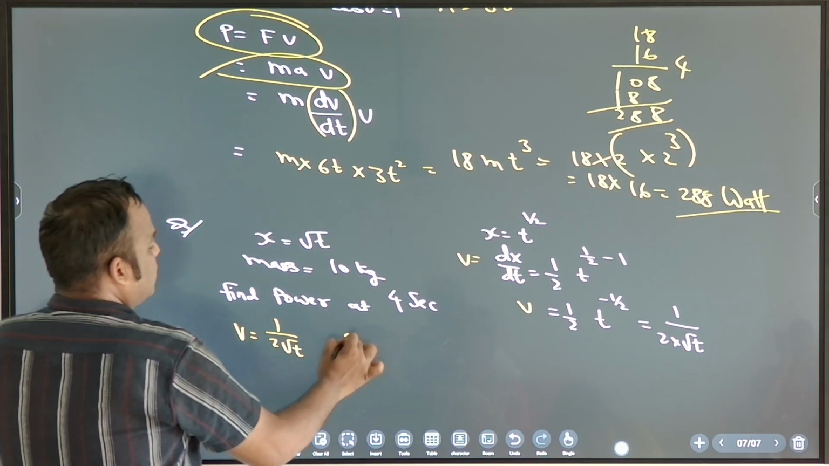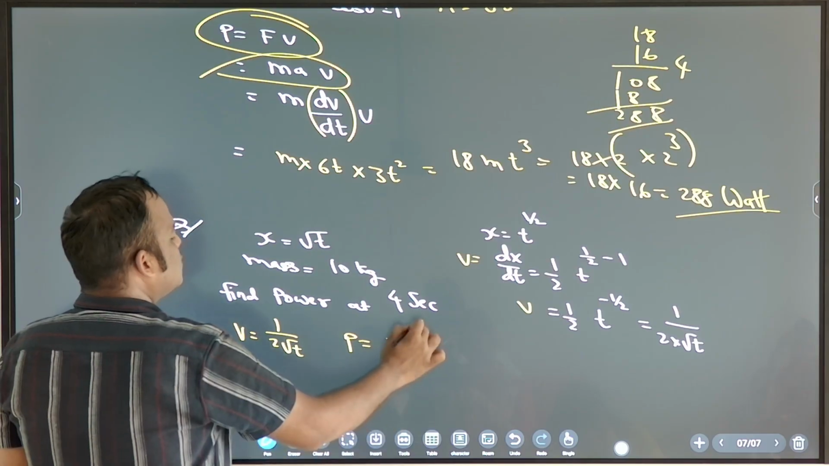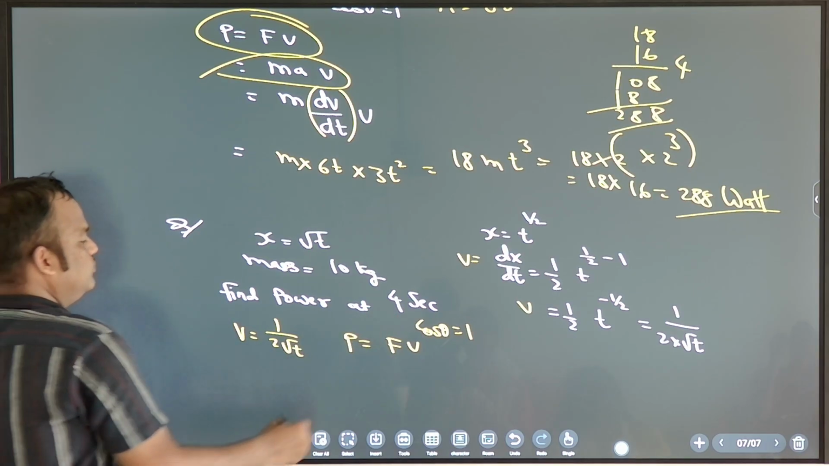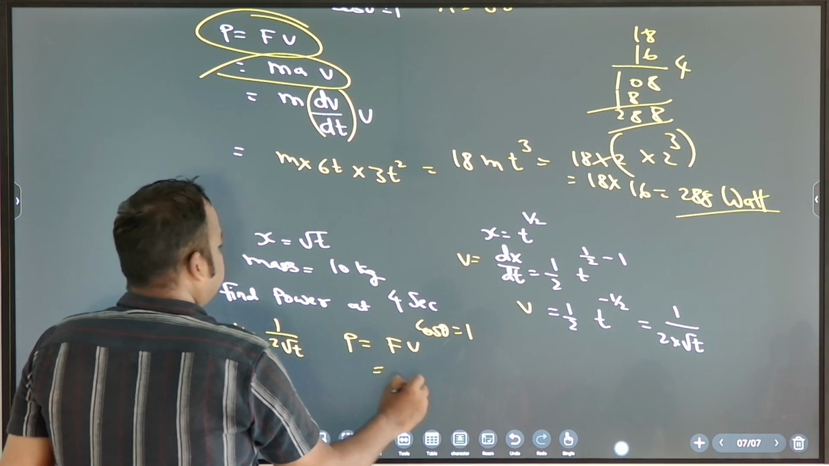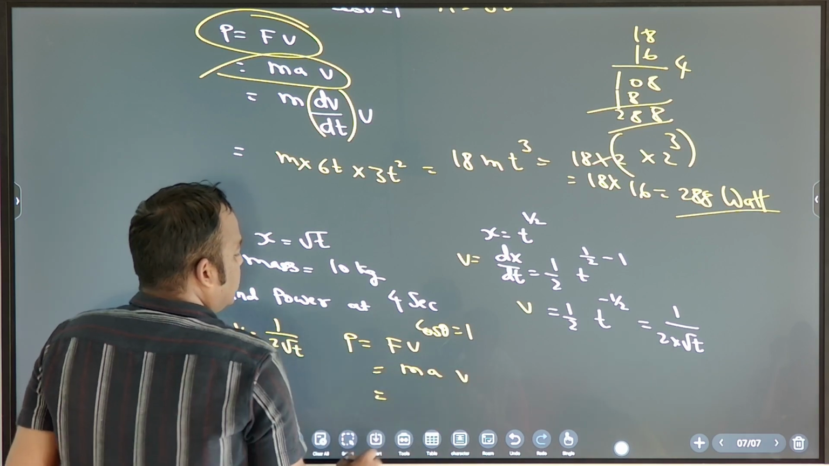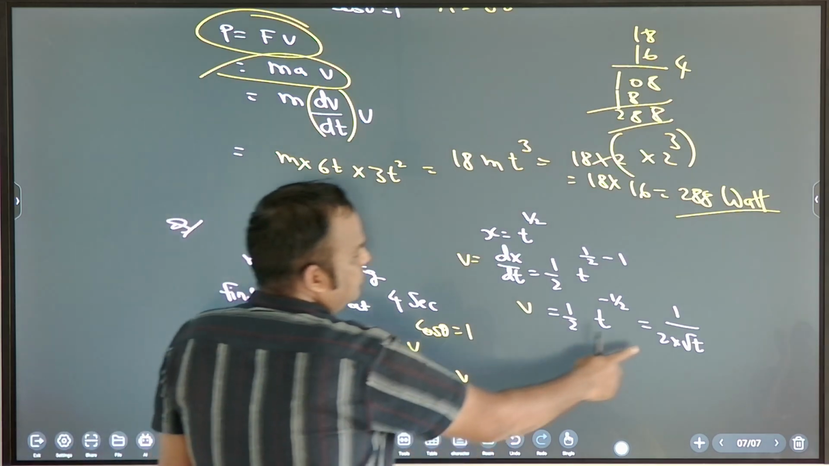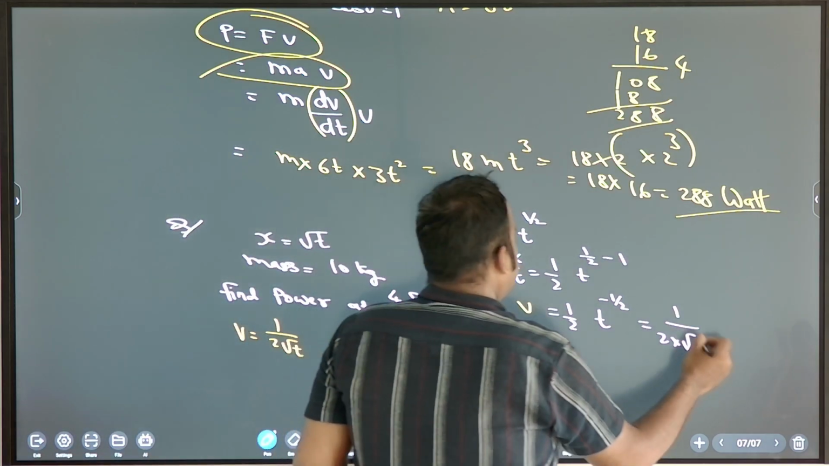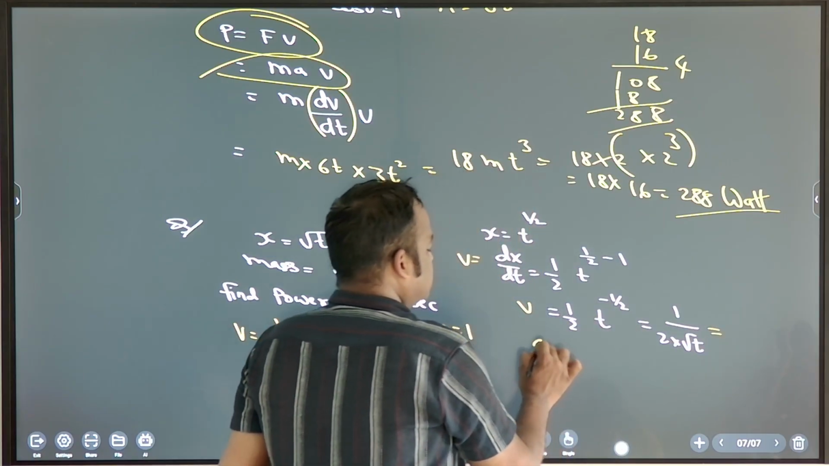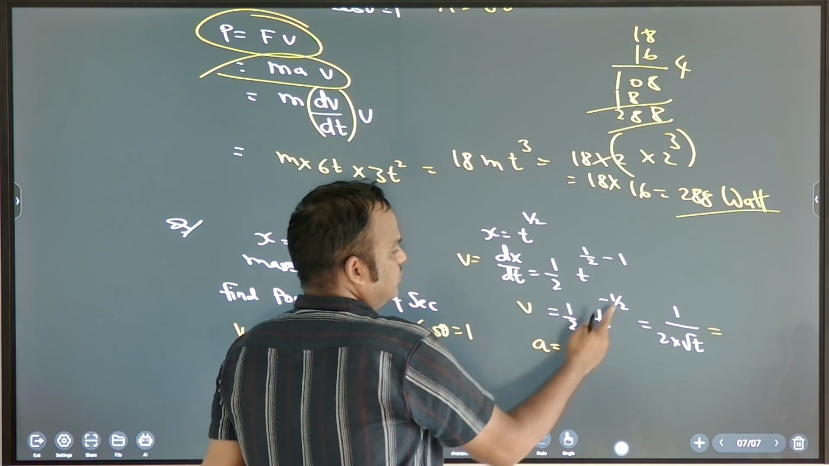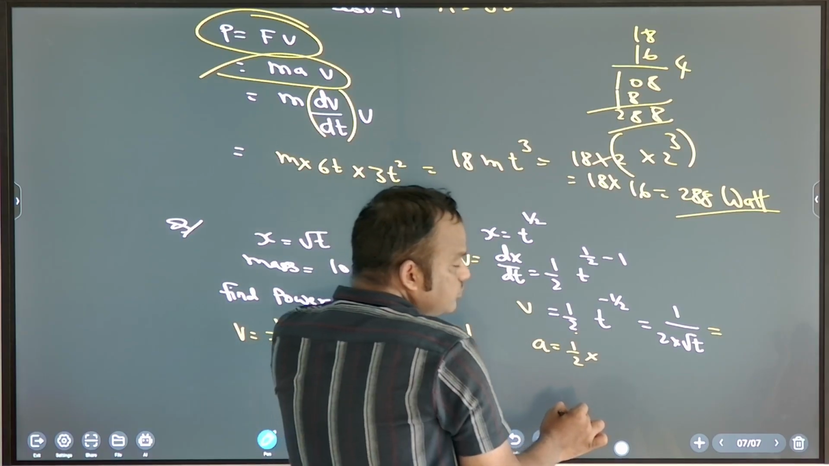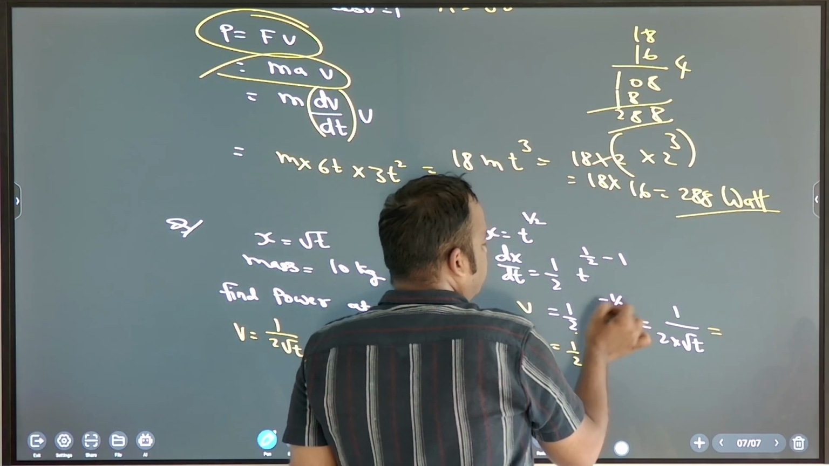So what is the power? Fv. Cos theta is 1, so Fv. F is Ma, and a is dV by dt. Again you differentiate this. So how will you find a? Again differentiate this, 1 by 2 into t power minus 1 by 2. What is the differentiation?